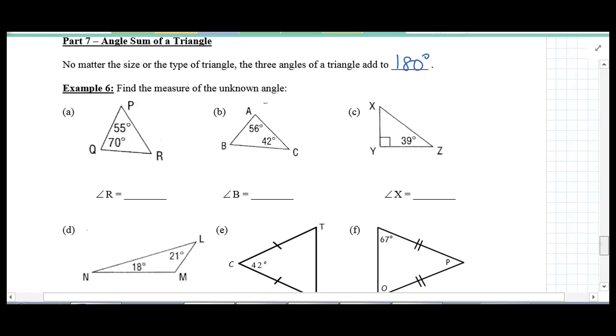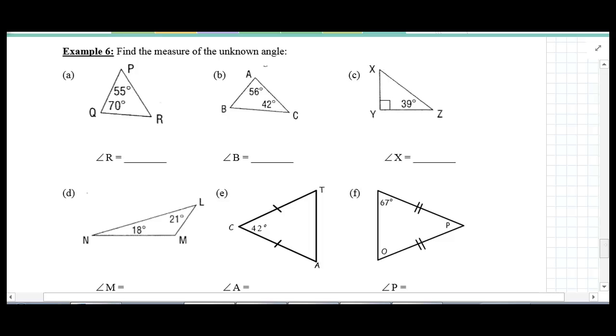So hopefully from here you can do examples number 6. Once again, you try it, I'll do it, we come back and check. I hope you're right. If we're right, we're good. If you're wrong, then figure out what you did wrong and correct your notes.